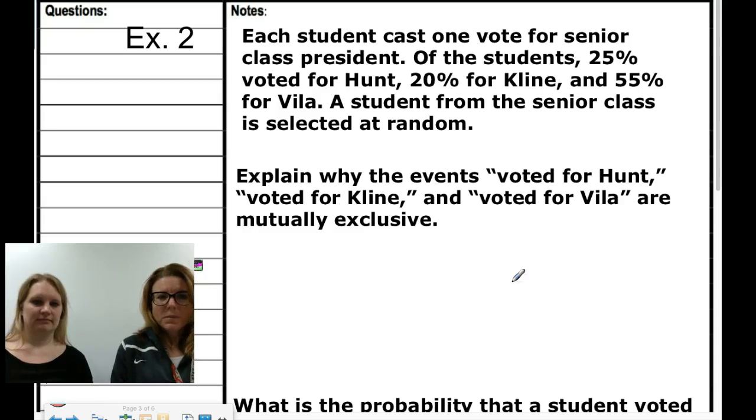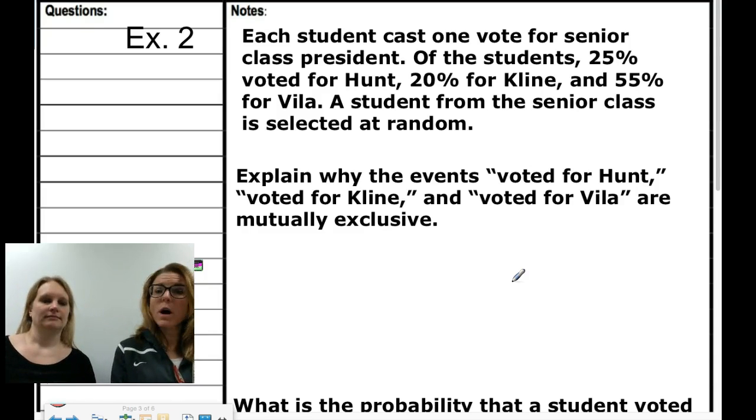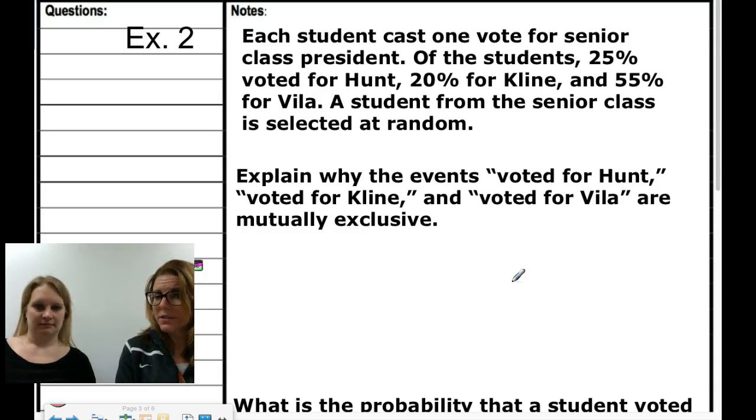Example 2, each student cast 1 vote for senior class president. Of the students, 25% voted for Hunt, 20% voted for Klein, and 55% voted for Vila.